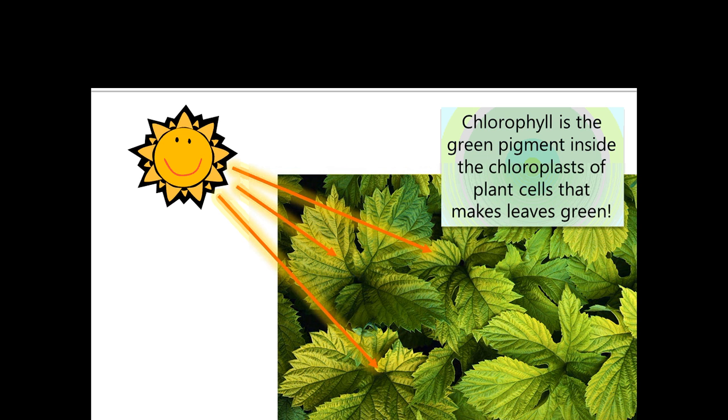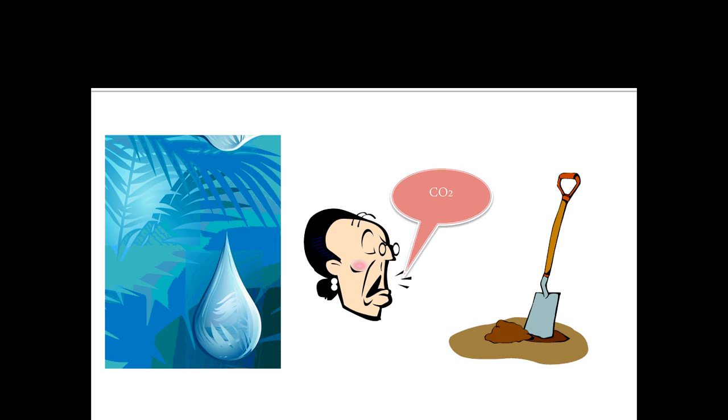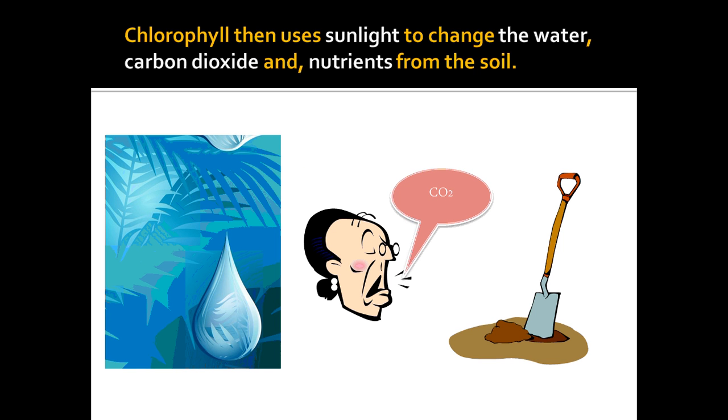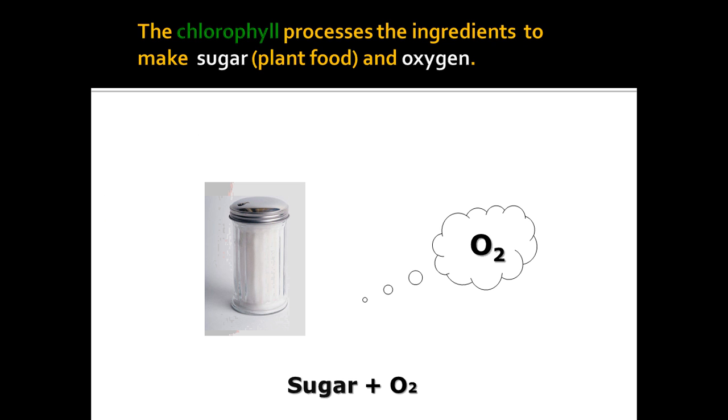Chlorophyll is the green pigment inside the chloroplasts of plant cells that makes leaves green. But we already knew that. The chlorophyll absorbs the sunlight. This is how the process of photosynthesis begins. Then, the chlorophyll uses that sunlight to change the water, carbon dioxide, and the nutrients from the soil. The chlorophyll processes those ingredients to make sugar, which is the plant food, and oxygen.